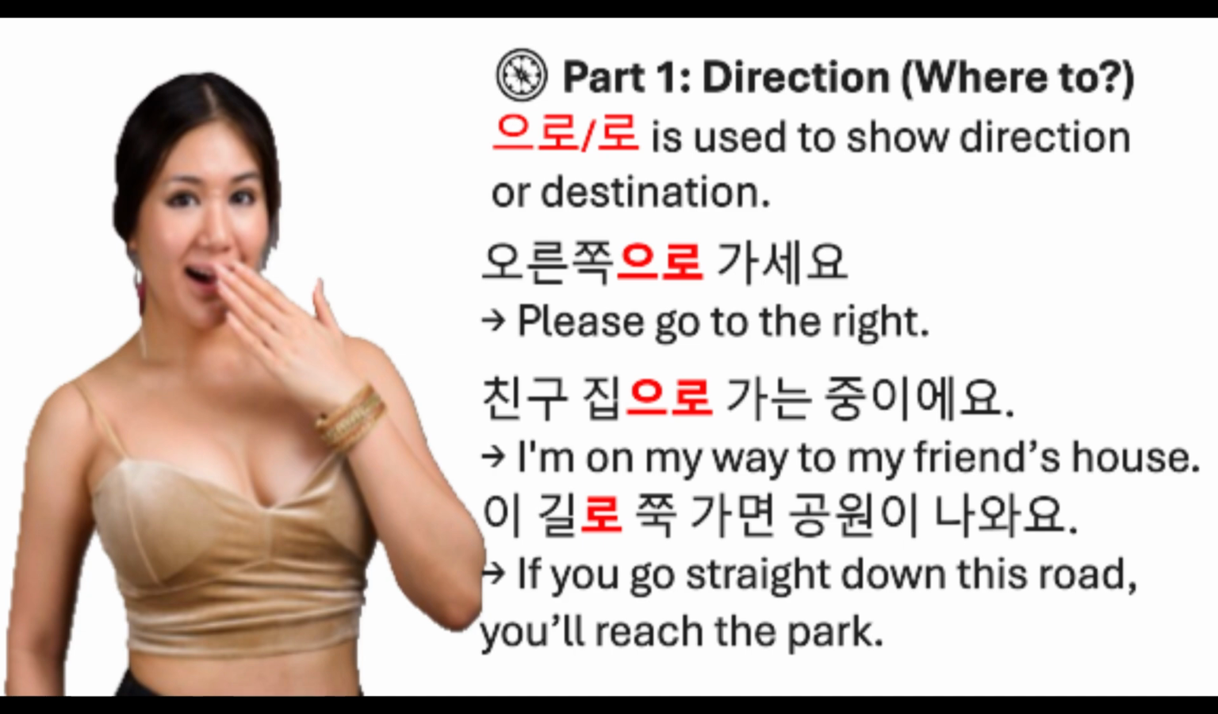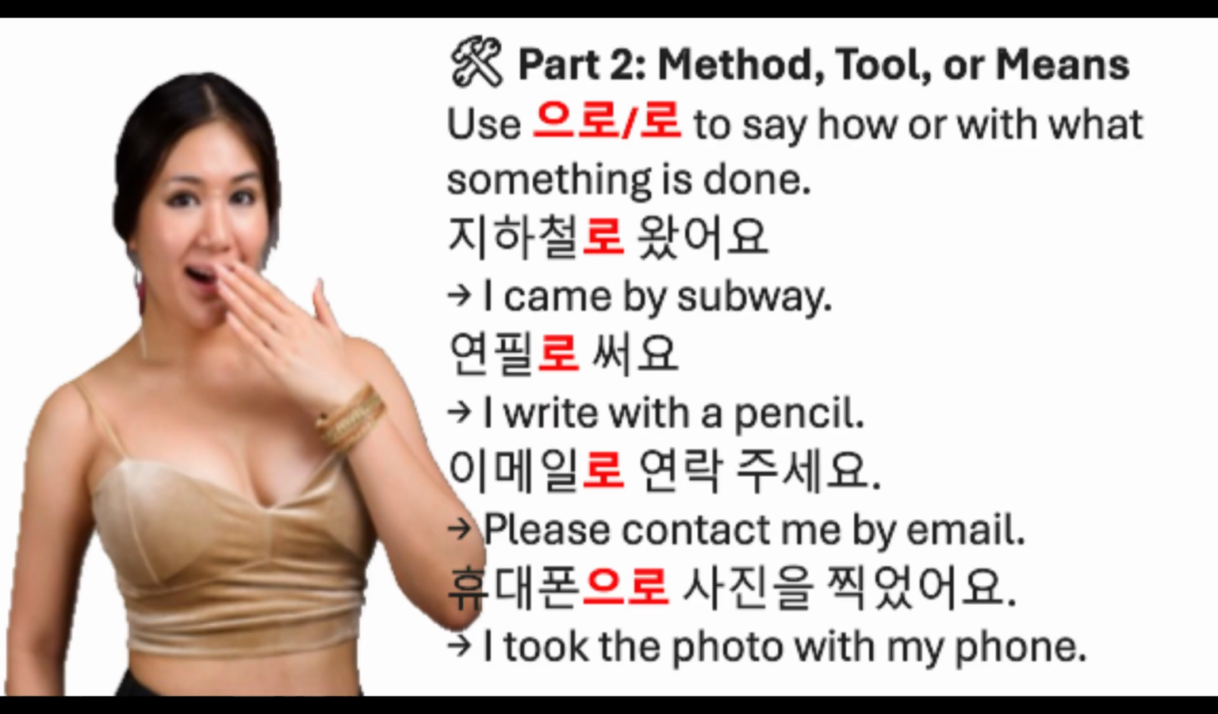Number one, ro can be used to show direction or destination, as in the following examples. 오른쪽으로 가세요. 친구 집으로 가는 중이에요. 이 길로 쭉 가면 공원이 나와요.